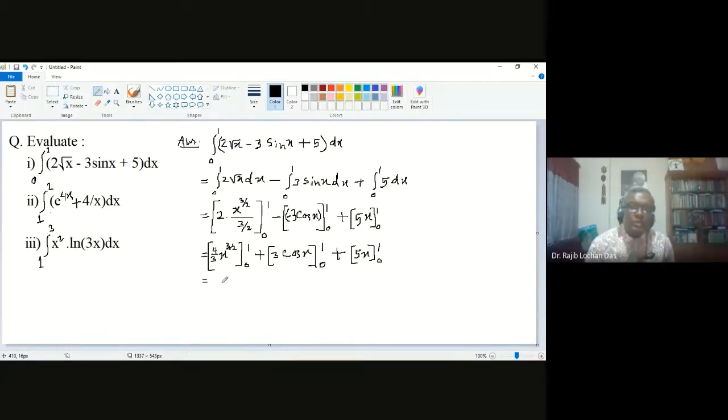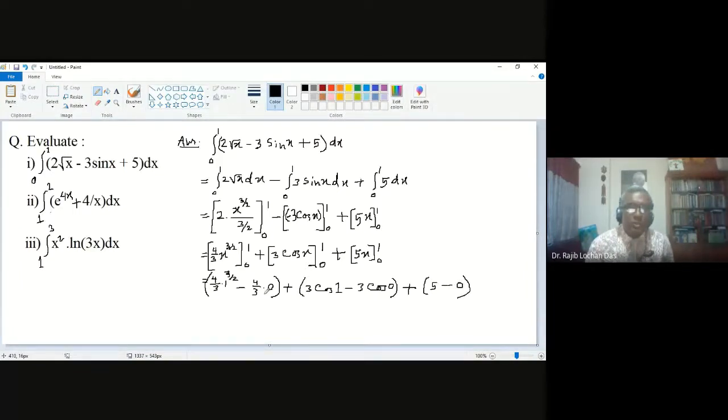It is okay, but I'm just waiting for the next line. Okay. So the next line is 4 by 3, then put the x value as 1. So it is 1 to the power 3 by 2, and then minus again 4 by 3, and then 0. 0 to the power 3 by 2 is 0. So this is the first part. Second part is 3 cos 1, and then minus 3 cos 0. So this is the second part. Third part is 5 into 1. So it is just 5, and 5 into 0. So it is 0.